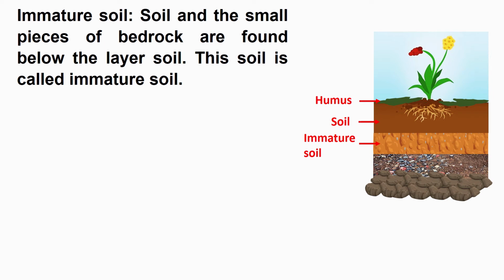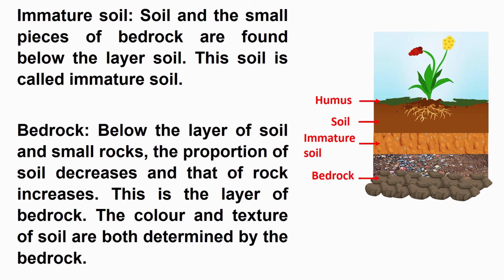The next layer of land is bedrock. Below the layer of soil and small rocks, the proportion of soil decreases and that of rock increases. This is the layer of bedrock. The color and texture of soil are both determined by the bedrock.